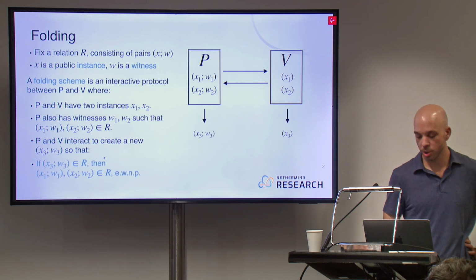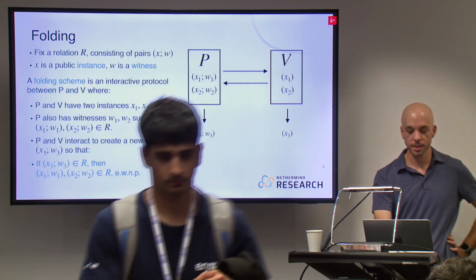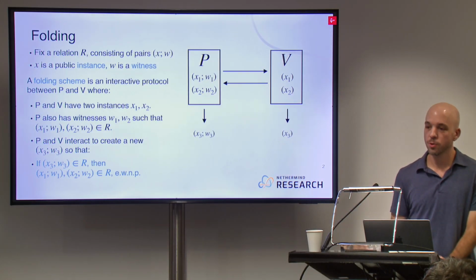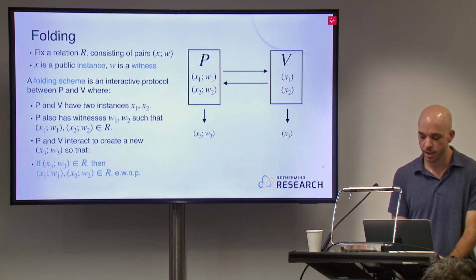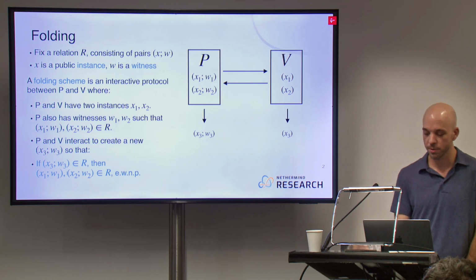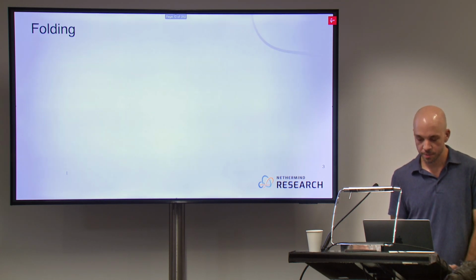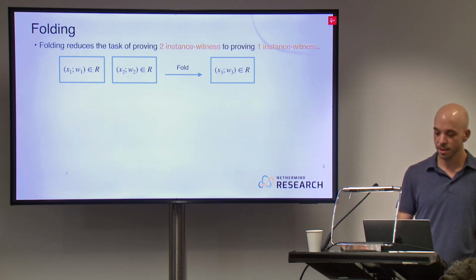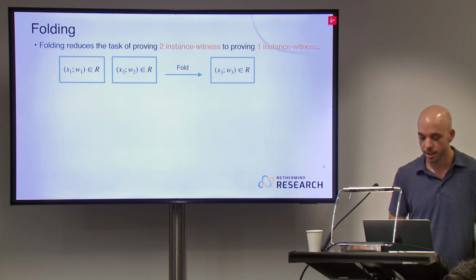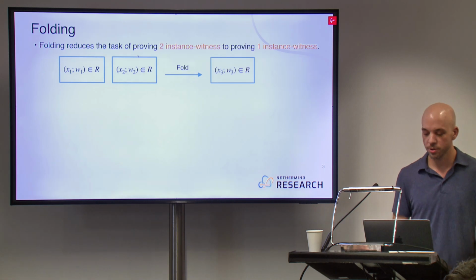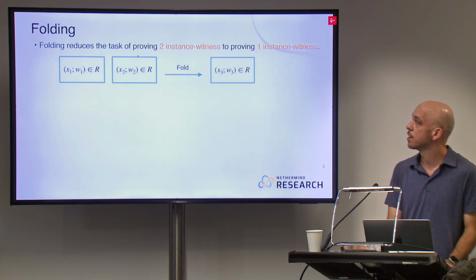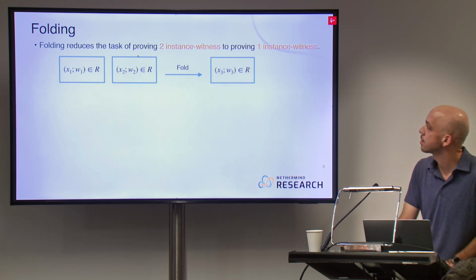with the following key property. If the new instance-witness pair is in the relation, then the initial two instance-witness pairs are in the relation, except with negligible probability. So basically, the takeaway, folding in a nutshell, is an interactive method that allows us to reduce the task of proving two instance-witness pairs to proving one instance-witness pair.